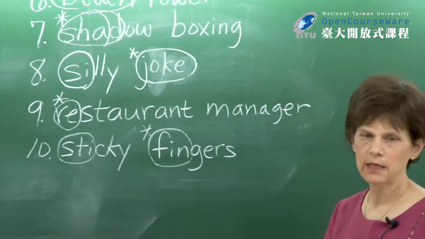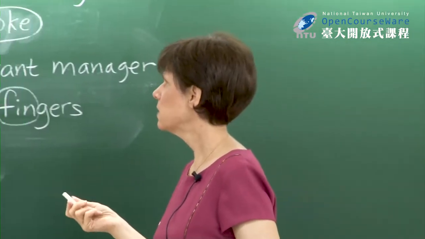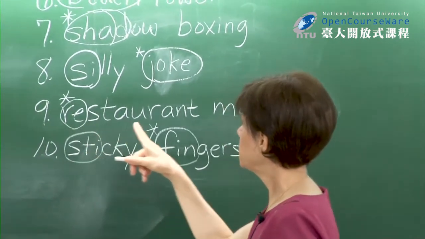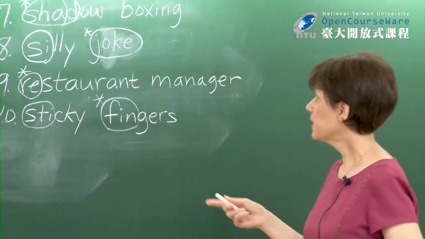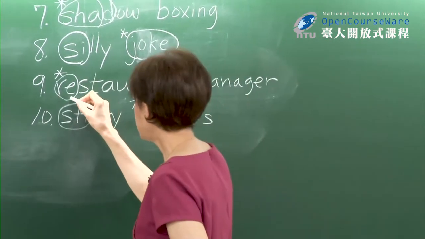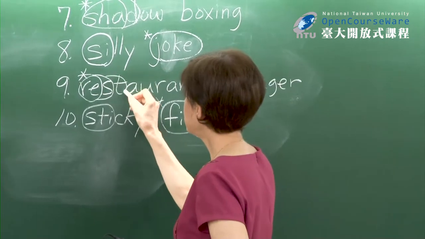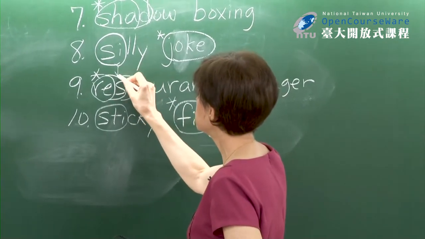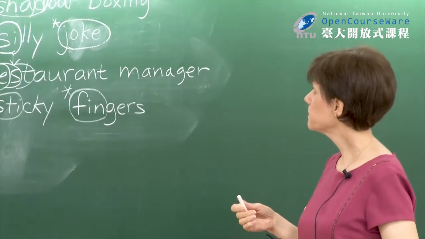Let's try reading it again. Silly joke. Silly joke. Okay. All right, number nine. All right, I can accept "restaurant" as okay. I prefer R-E-S. If you have a T, I can accept it too. I like this one the best, restaurant. That's more natural for me.